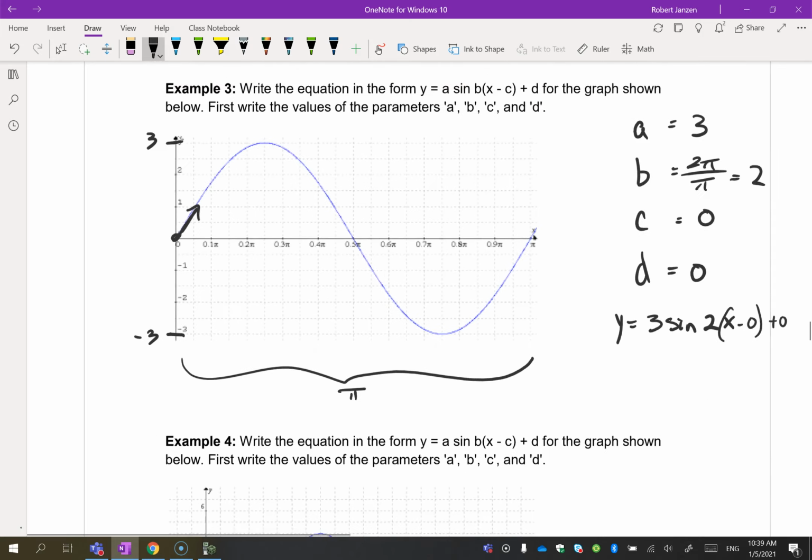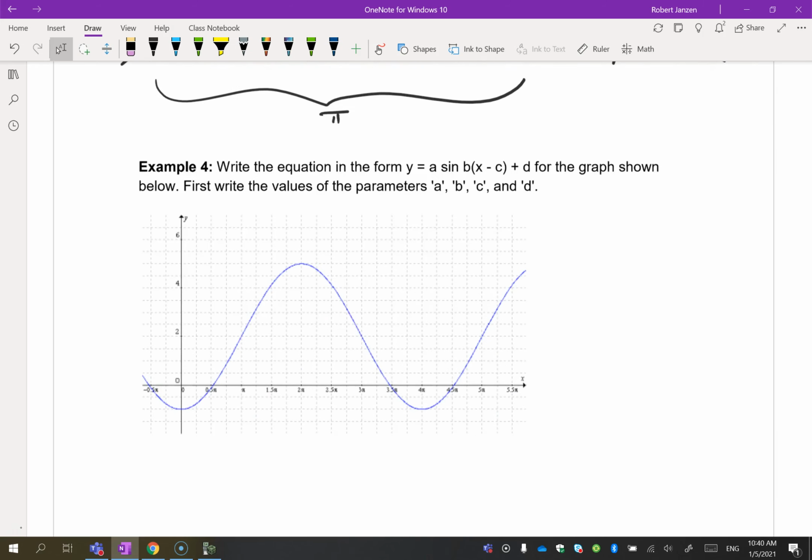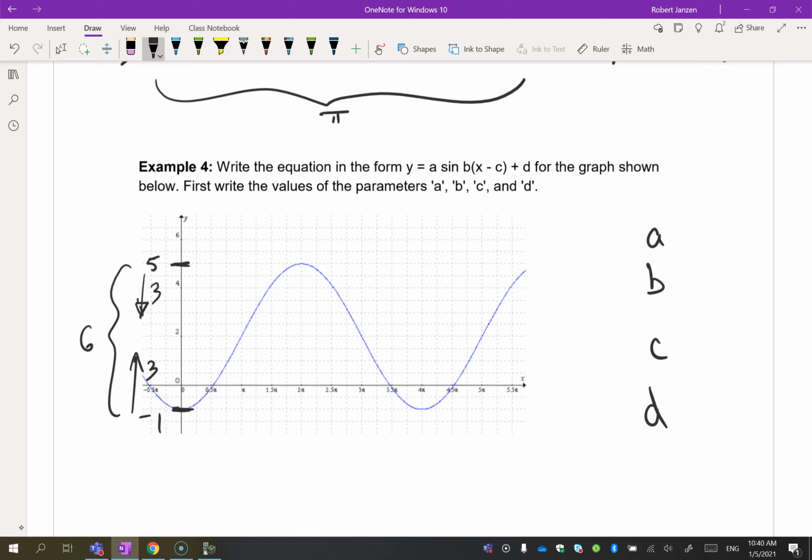All right, there's that one. Okay. So, this is -1, and this is 5, so this is a space of 6. So then we'll divide this, it's going to be 3 and 3, so it looks like D is going to be 2 and A is 3.